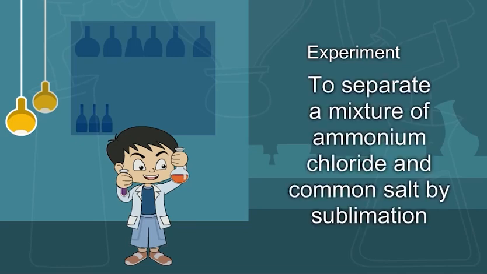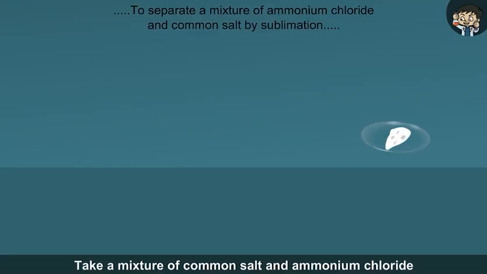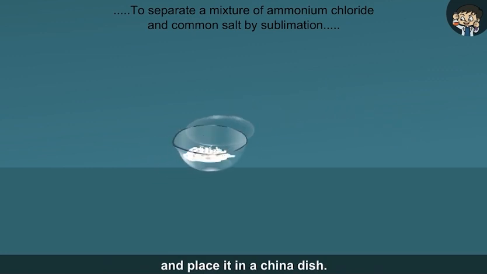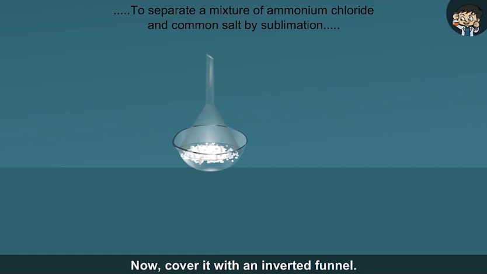To separate a mixture of ammonium chloride and common salt by sublimation. Take a mixture of common salt and ammonium chloride and place it in a china dish. Now cover it with an inverted funnel. Plug the open end of the funnel with cotton.